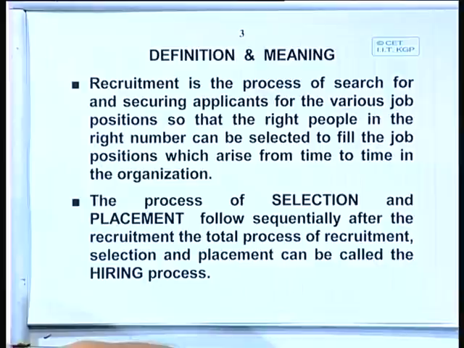Now, as you have noted, this topic follows the topic of human resource planning. Planning was to plan for, and this is the implementation. You actually get the people. The process of selection and placement follows sequentially after recruitment. The total process of recruitment, selection and placement can be called the process of hiring. So, three components to that. First is recruitment, then selection, and then you actually hire, or you can call it appointment.